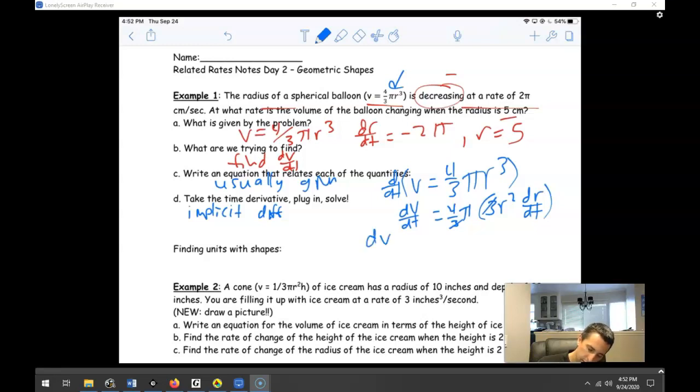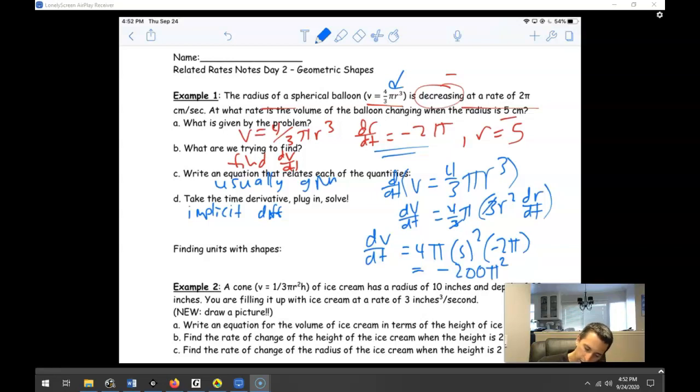So dV/dt is what we're trying to find. So that's 4 times pi. The r is 5, so that's 5 squared. And the dr/dt, they told me, was negative 2 pi. So times negative 2 pi. So 5 squared, of course, is 25, times 4 is 100. So this is negative 200 pi squared.